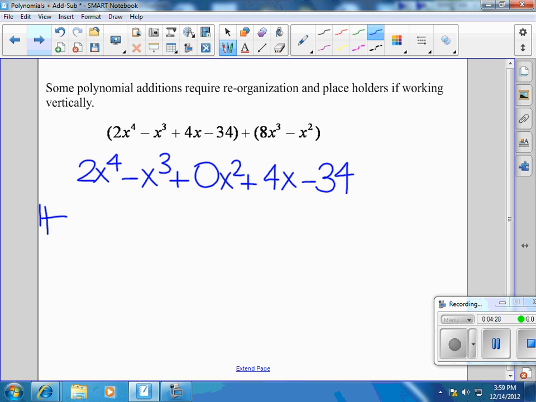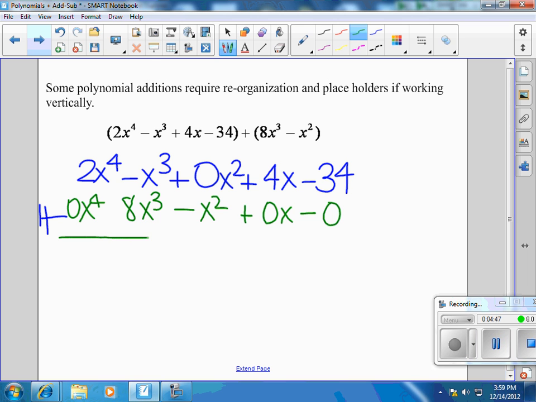the next one, 8x cubed. So if I want everything to fall in a row, my 8x cubed is going to have to go here. And my negative x squared is going to have to go here. And there's nothing here, so we could leave ourselves zeros if we wanted to. Or we could just not put anything there, since it is 0. And then let's add down. So negative 34 minus 0 is going to give me negative 34. 4x plus 0x is going to give me 4x.